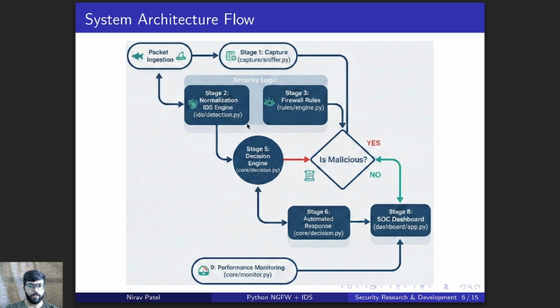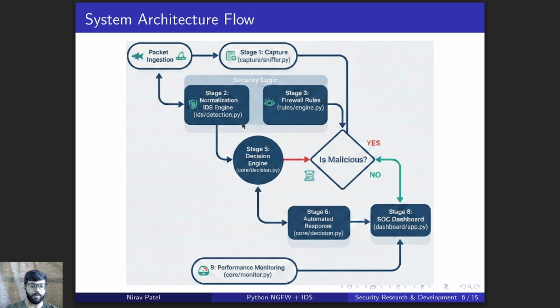So, we will go to stage 4 directly after stage 2. Here, immediately after normalization, the packet is analyzed by the intrusion detection system, written as IDS, the IDS engine. In this diagram, normalization and IDS detection are grouped together within stage 2 under the security layer logic. However, logically, this represents stage 4, the behavioral detection phase.